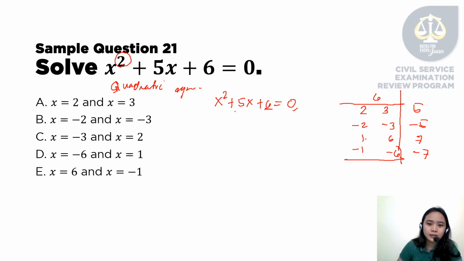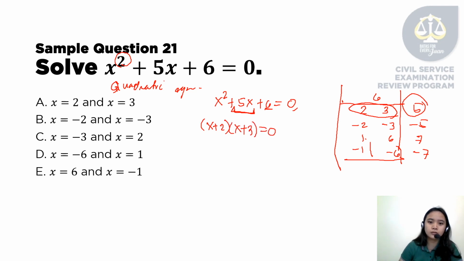Yung middle term natin dito ay 5x. So, kailangan nating palabasin yung 5x mula dito sa possible factors ng 6 natin. And para lumabas yung 5 dyan, obviously, kailangan natin gamitin itong 2 and 3. So, therefore, yung factor ngayon ng x squared plus 5x plus 6 is equal to (x plus 2) times (x plus 3) is equal to 0.